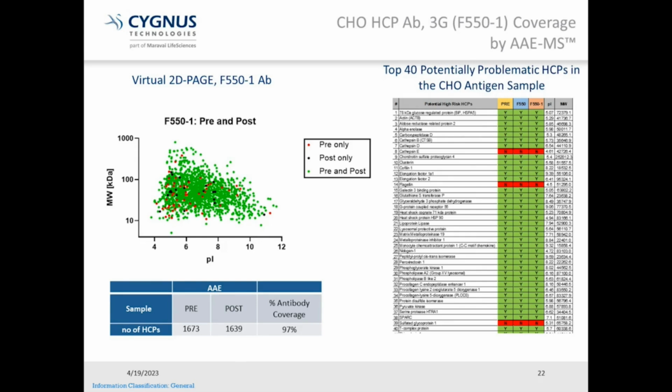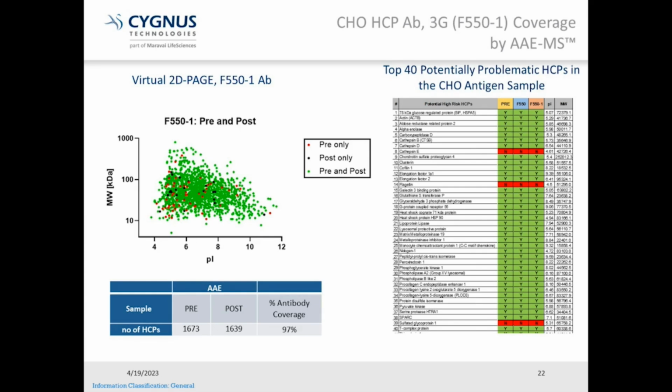1,673 CHO host cell proteins were detected in the pre-AE fraction, and in the post-AE fraction, 1,639 proteins were identified. Host cell proteins that are immunoreactive with the F550-1 antibodies are green spots. Host cell proteins that are non-immunoreactive are red spots. Enriched host cell proteins in the post-AE fraction are black spots. These numbers lead to a calculation of antibody coverage of 97%.